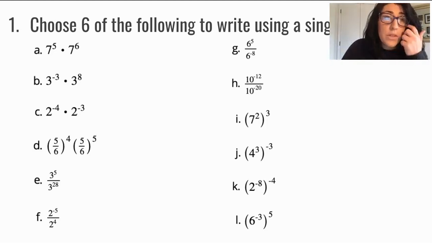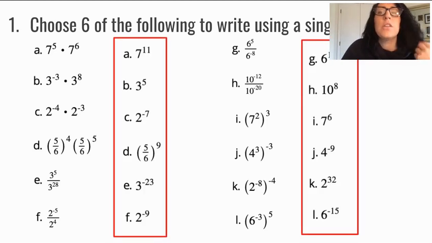Okay, so let's go through the first list. I'm going to just show you what each of these are equivalent to, so you could self-check the ones that you picked. And then let's talk about some of the ones that some people maybe skipped. It's quite possible that the first one some of you maybe skipped was letter D because of it being fraction bases. But what you notice is that the rules still apply.